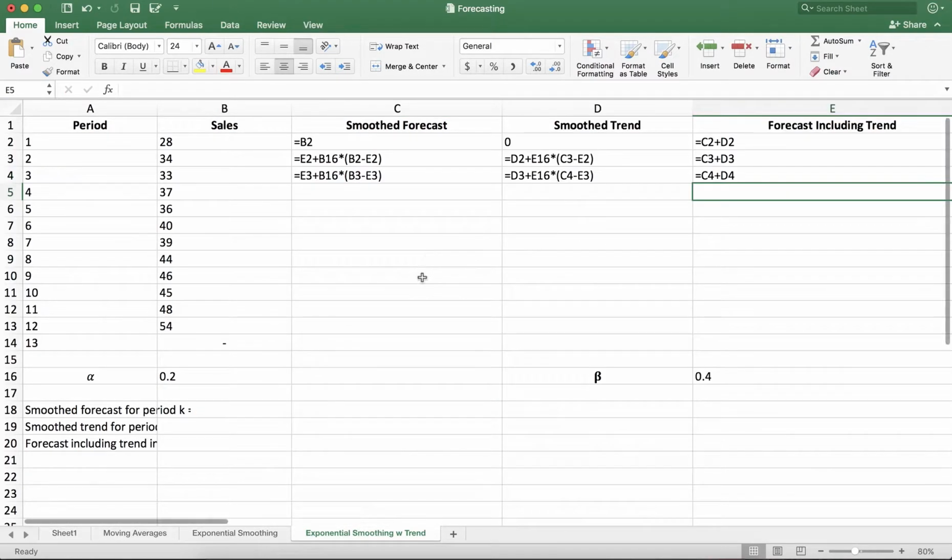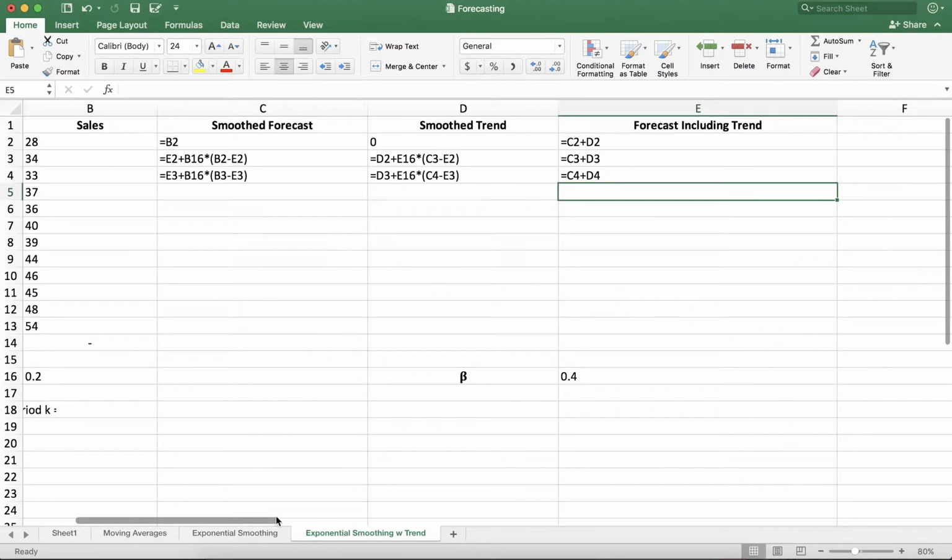So I'm going to show you something that will help you a lot with the upcoming calculations. If you look at the smoothed forecast calculation, look at these two. The number right next to E is increasing by 1. B16 is constant, B increases by 1, E increases by 1. Let's look at the smoothed trend. D increases by 1, E16 is constant, C is increasing by 1, E is increasing by 1. For the forecast including trend, C is increasing by 1, and D is increasing by 1.